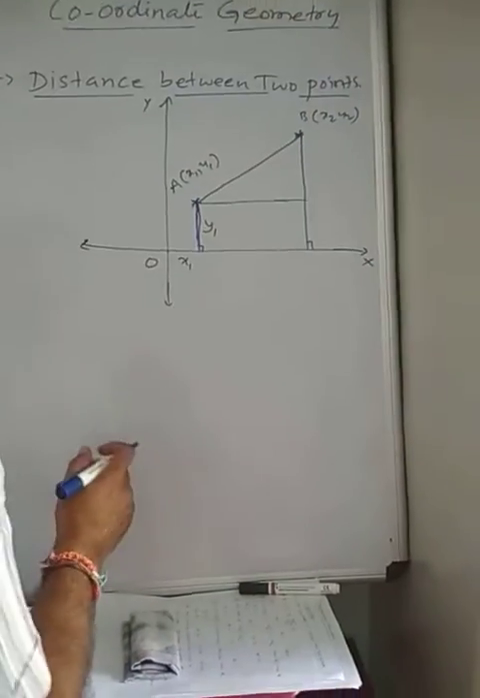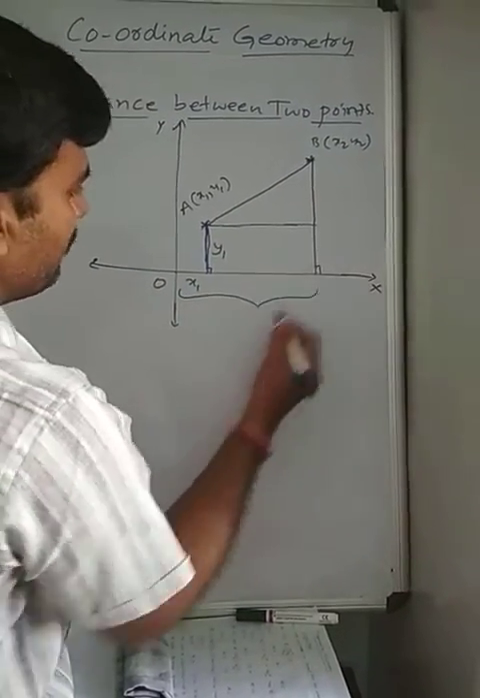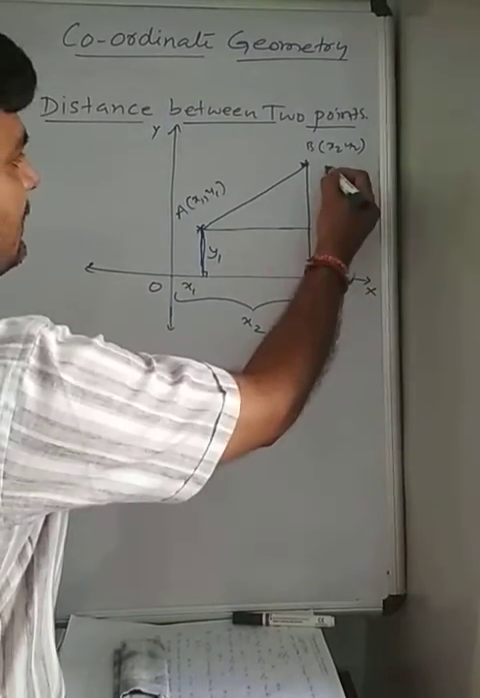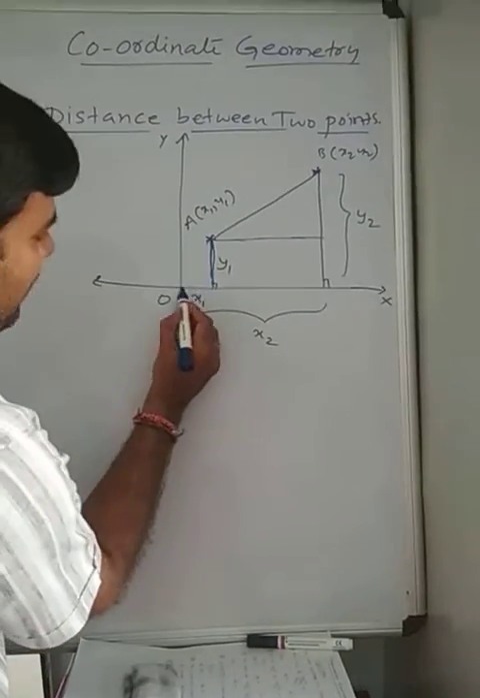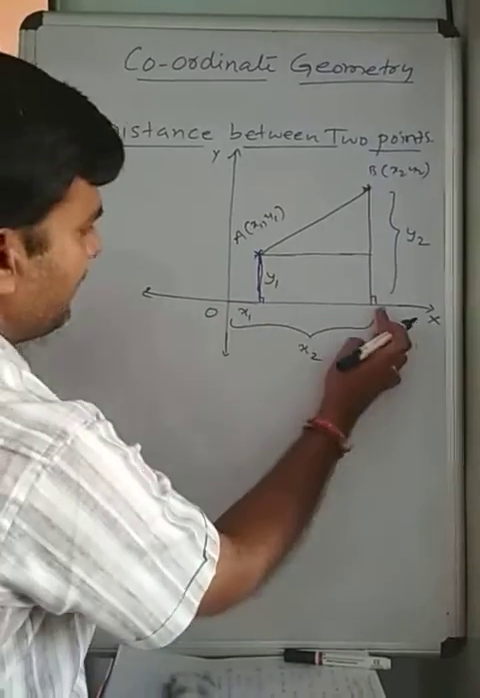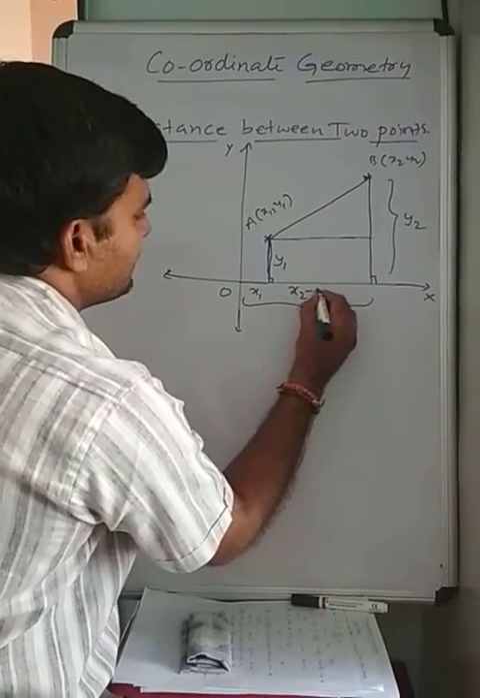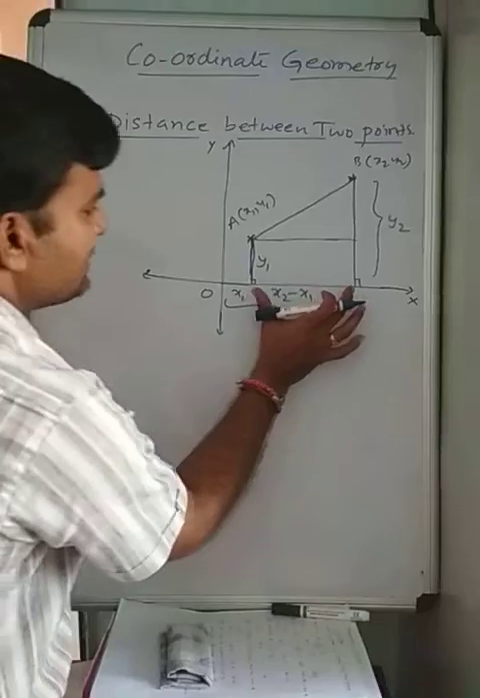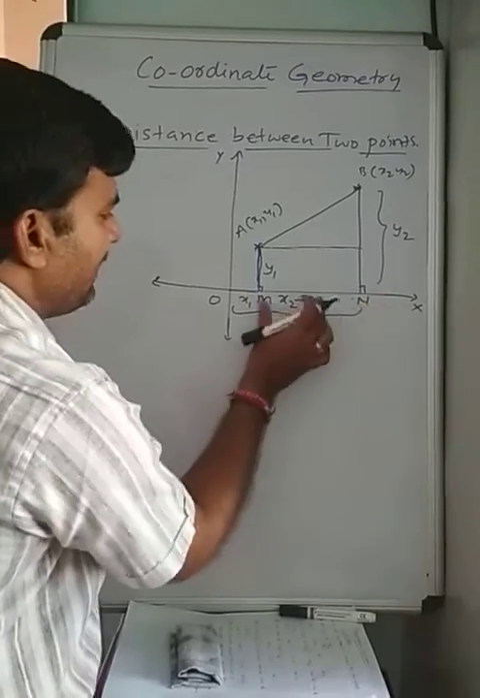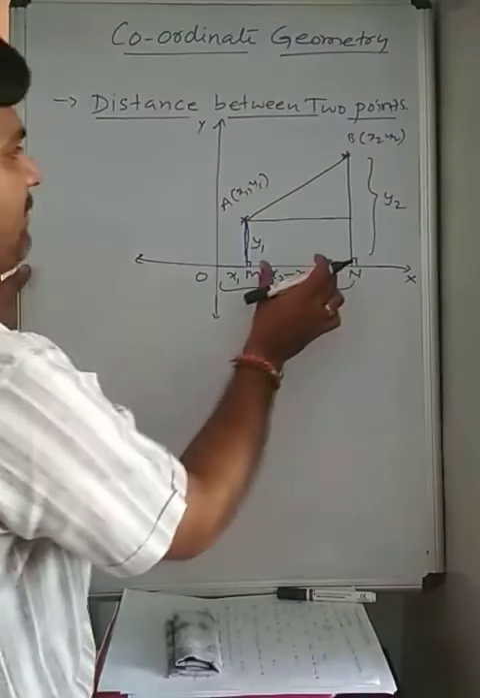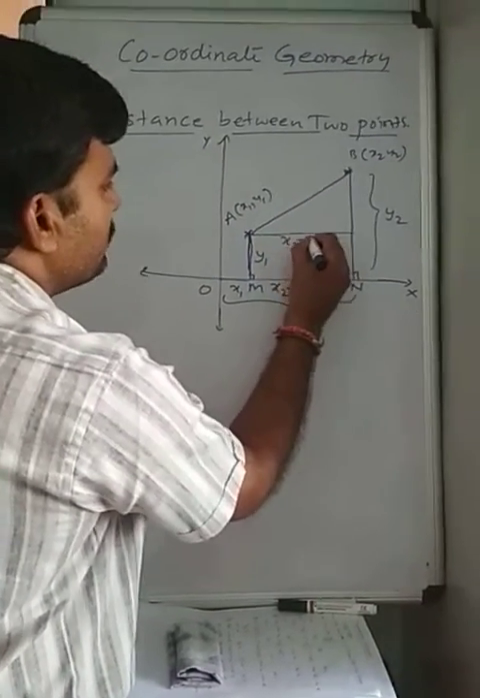Similarly B is given by x2 y2. The length from the origin to that point is x2, and this part length is y2. Now this part is x1, and the total from here to here is x2. Therefore this length is x2 minus x1. Let us name these points M and N. So MN length is x2 minus x1, and this part length is also x2 minus x1.